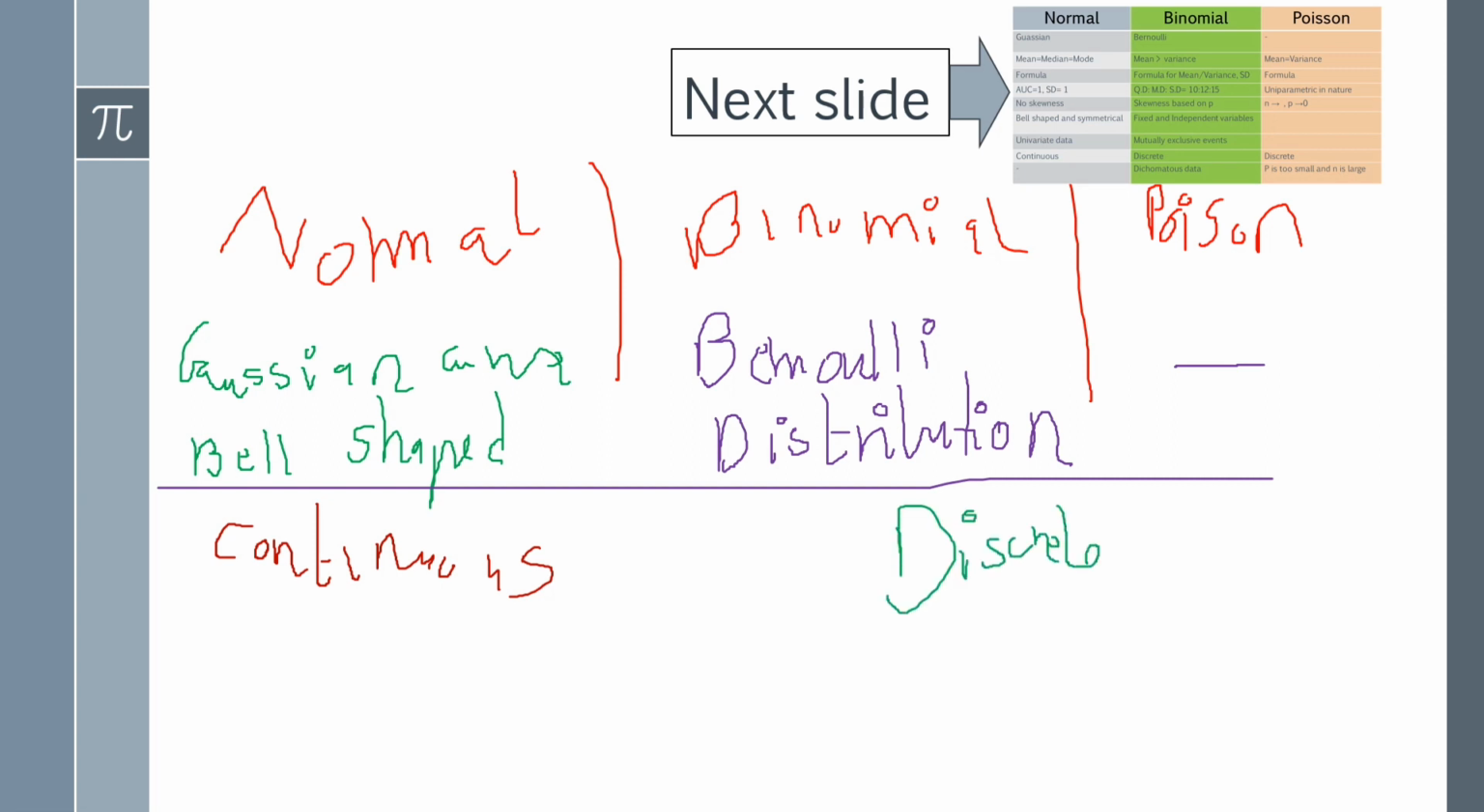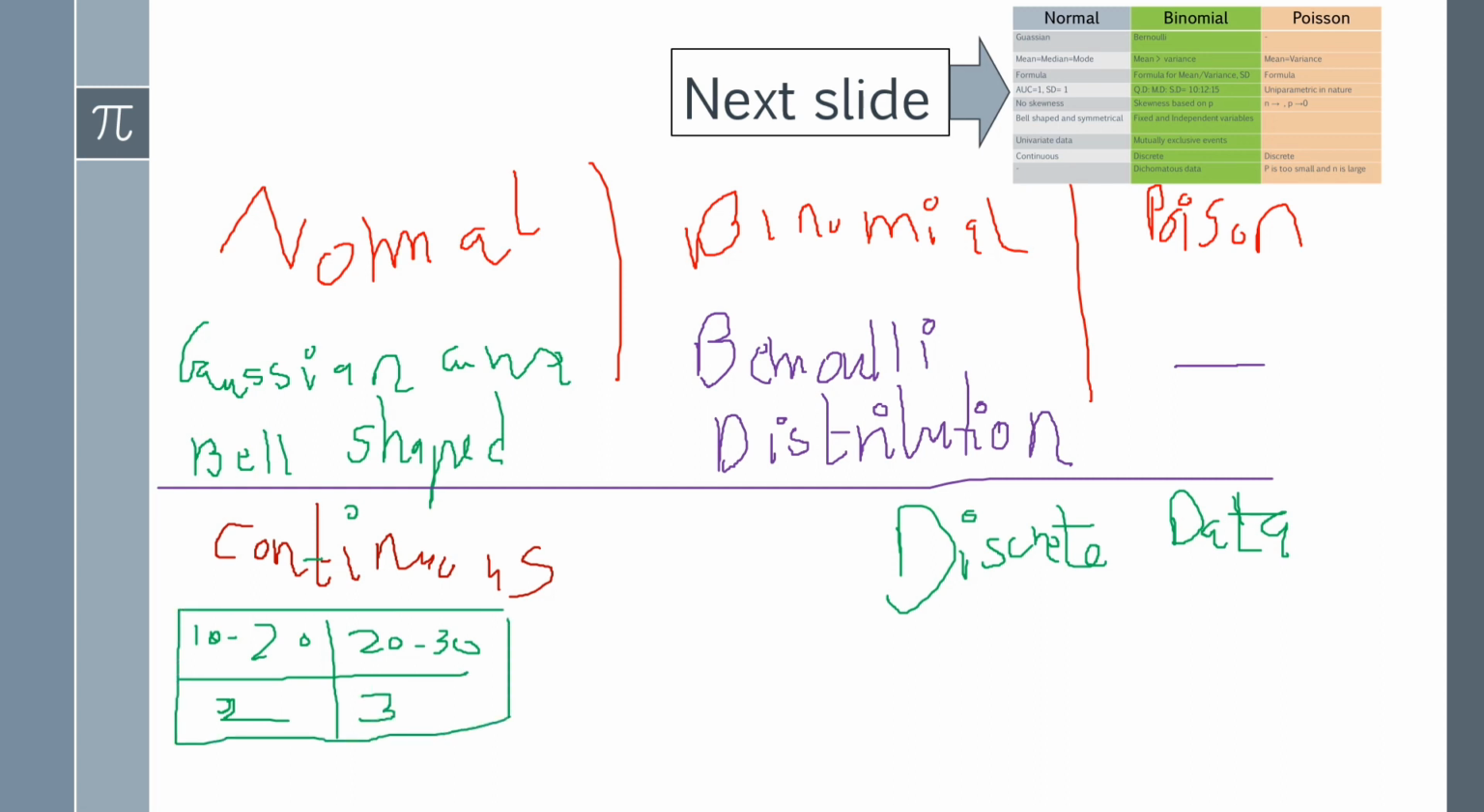Now, what do you mean by discrete data and what do you mean by continuous data? When you have a particular class interval or range given, like 10 to 20, 20 to 30, and the frequency of 10 to 20 is, suppose, 2, and of 20 to 30 is, suppose, 3, this is a continuous distribution. Discrete means randomly the numbers are given, 2, 3, 5, 8 like this. This is called discrete data or raw data.